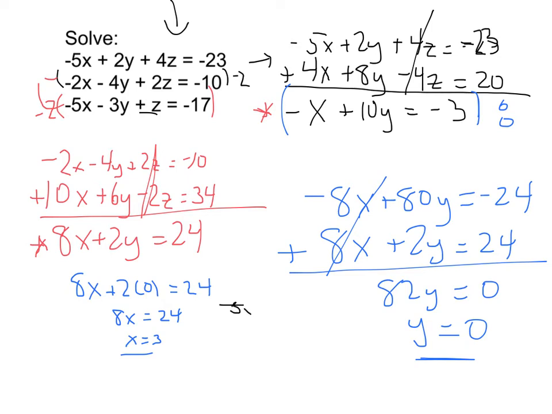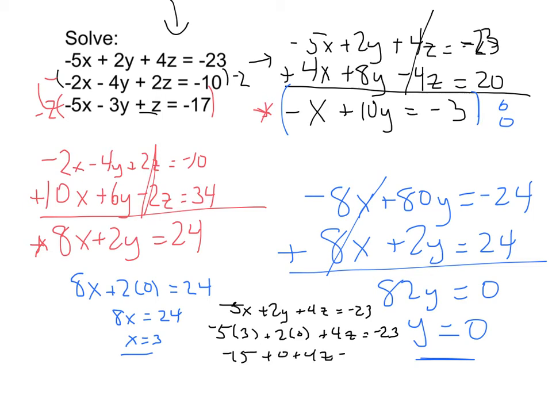So if I use the top equation, -5 times 3 plus 2 times 0 plus 4 times z equals -23. -15 plus 0 plus 4z equals -23. Running out of room, I'm just going to skip the step of the algebra here, bring the -15 over, and I get -8. So z is -2. So my ordered triple for this system is 3, 0, -2.